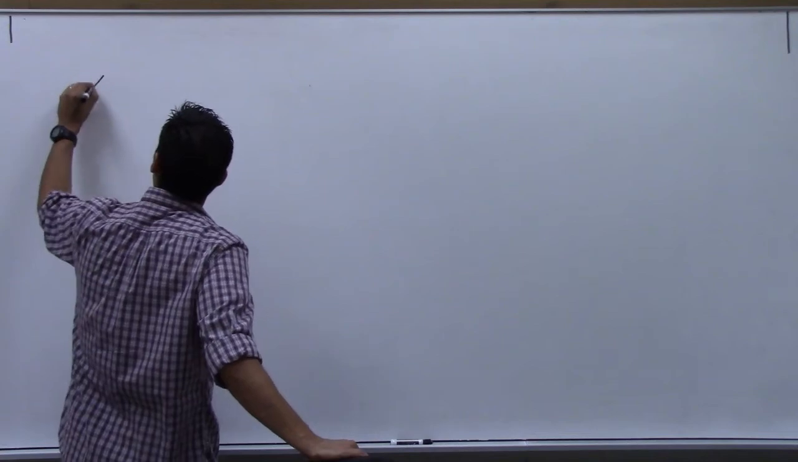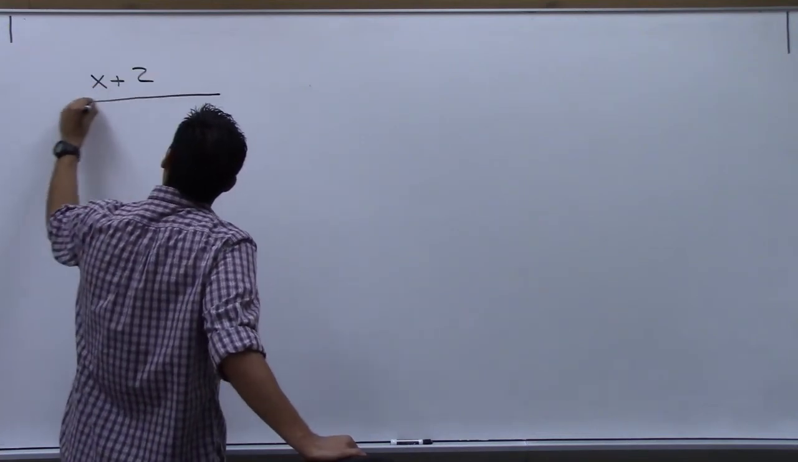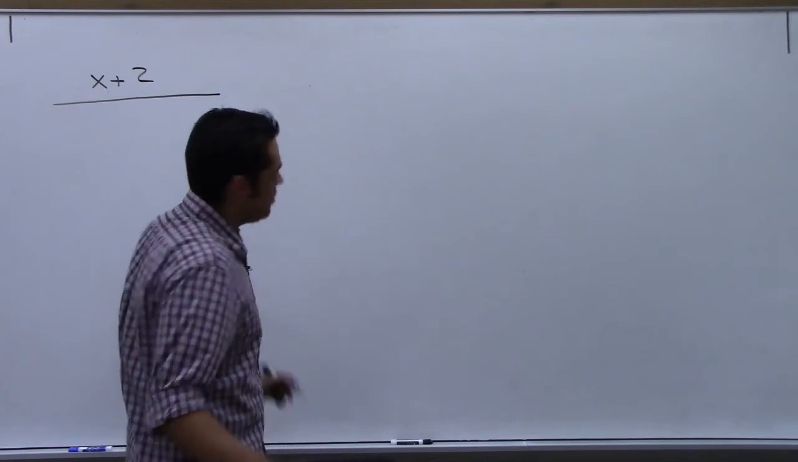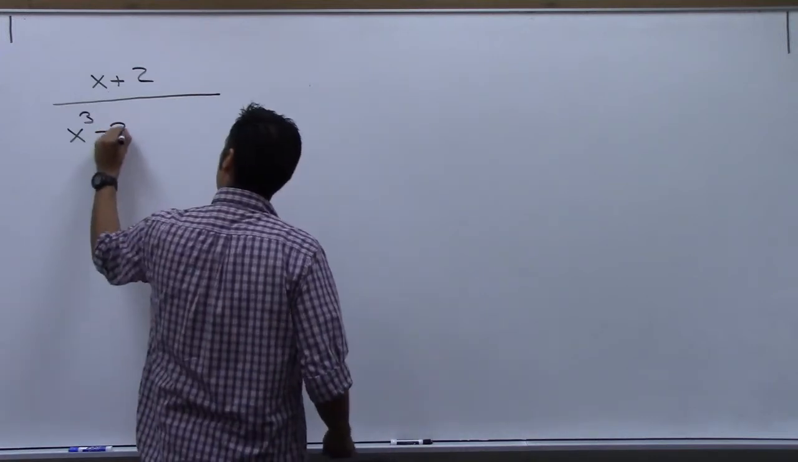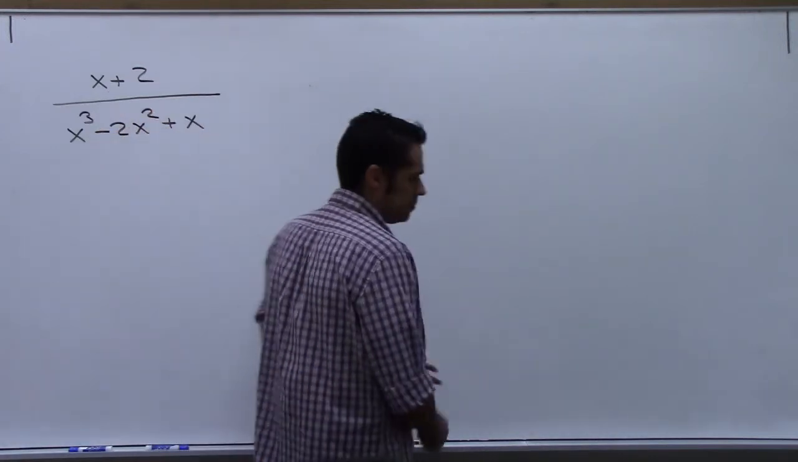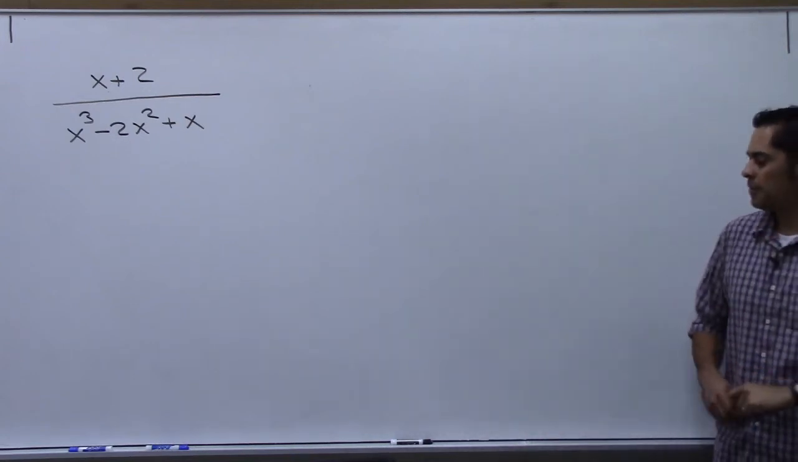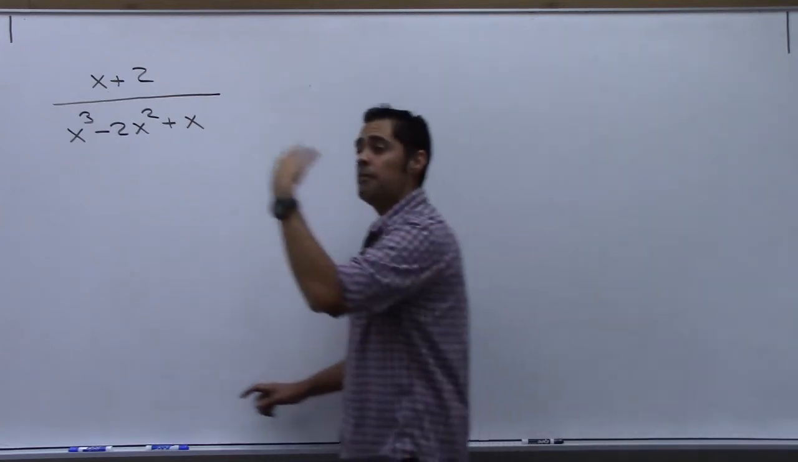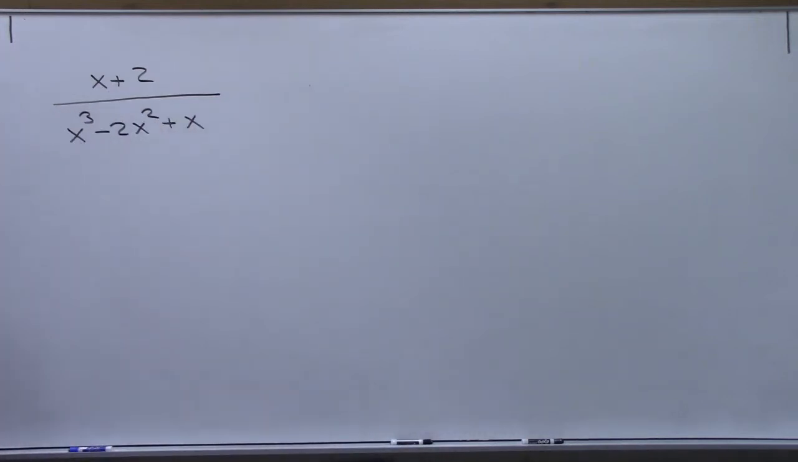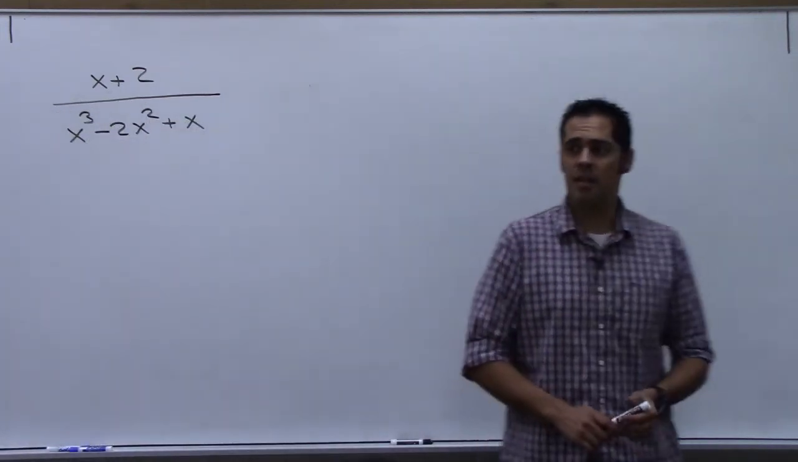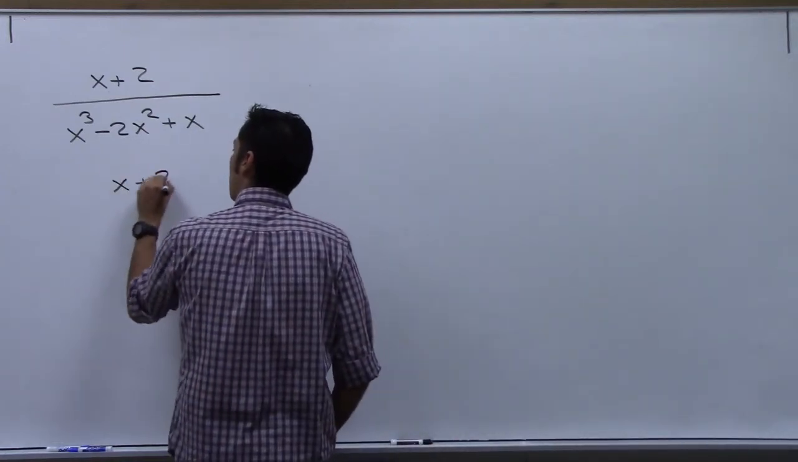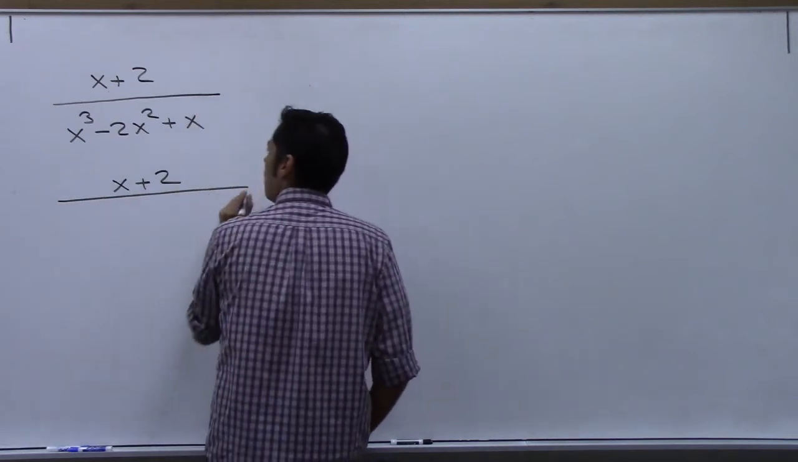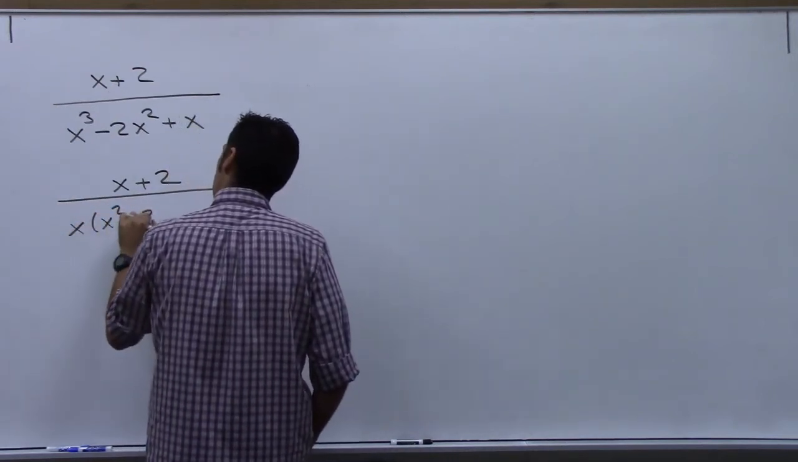Let's do x plus 2 over x cubed minus 2x squared plus x. So we can factor out an x. Okay, first, do you have a rational expression? Yes, we do. Is the degree of the numerator smaller than the denominator? Yes. So you can proceed by now factoring the denominator. When I factor the denominator, I see a GCF of x. I can pull an x out. I get x squared minus 2x plus 1.